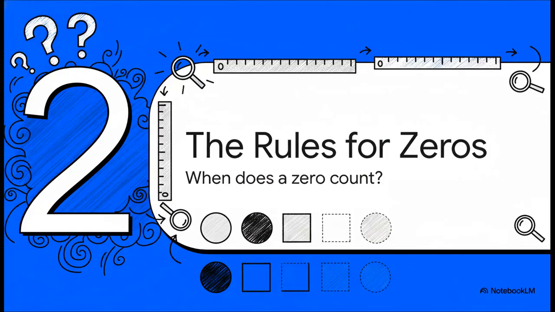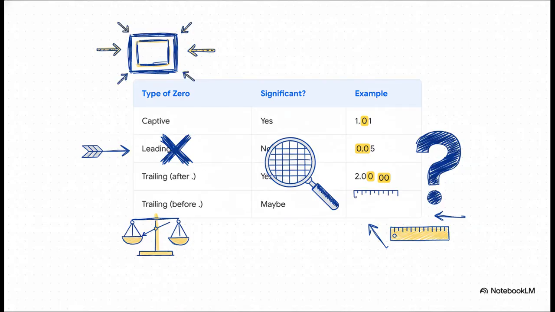Okay, this seems pretty straightforward, right? All the non-zero digits are significant. Easy. But what about zeros? This is where things get a little tricky, because sometimes a zero is just a placeholder, and other times it's one of the most important parts of the measurement. So we need some rules. This table lays it all out perfectly.